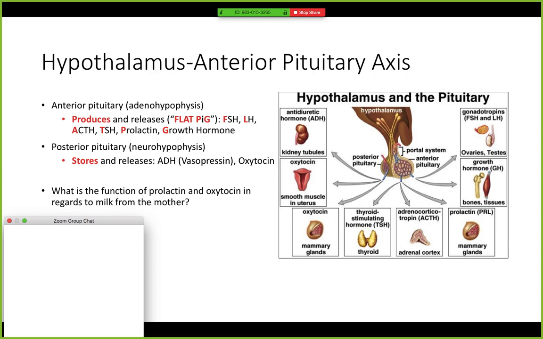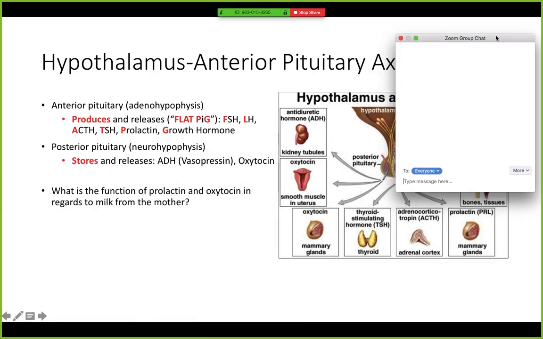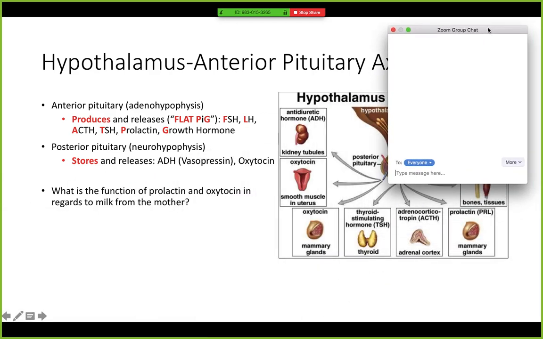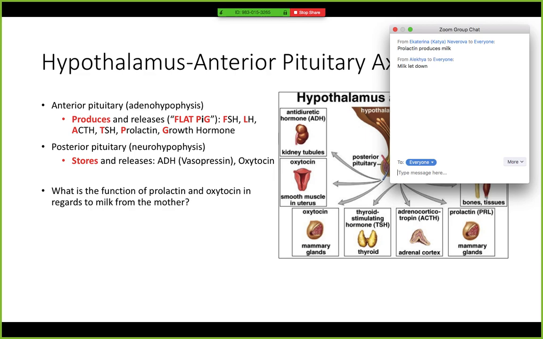So, what is the function of prolactin and oxytocin in regards to milk in the mother? So, what does prolactin do? Okay, and what does oxytocin do? Right. So, just an important distinction there.